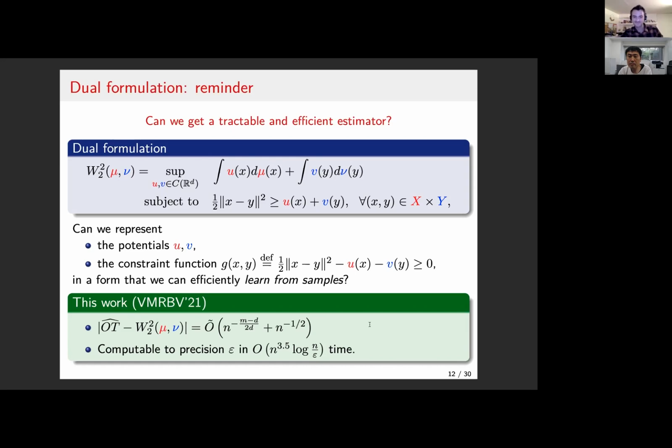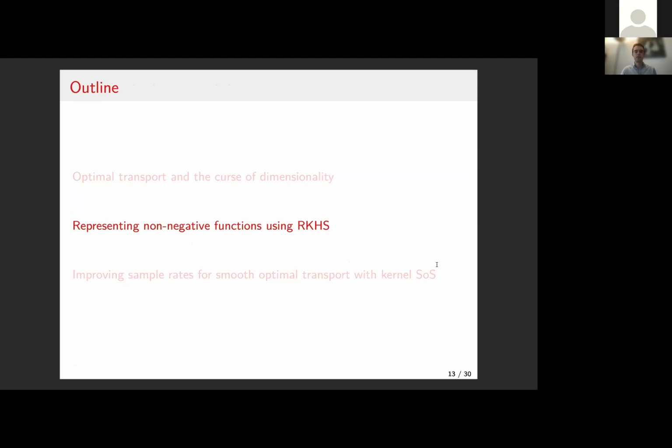So okay, now let me try to introduce the tools that we're going to use to encode this function. We'd like to find a way to learn a function that is smooth and non-negative. This is something we're going to try to do using RKHSs, which is not common when you try to learn functions with shape constraints, but I'm going to explain how we do it.